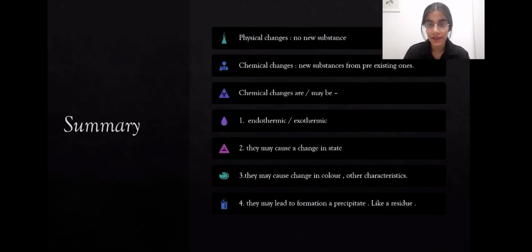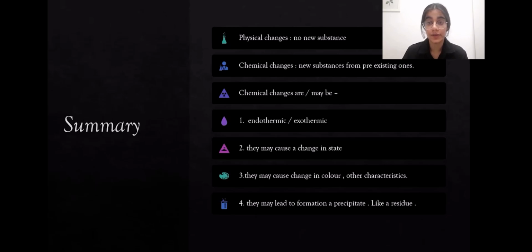What are physical changes? Physical changes are changes in which no new substance is formed. Such changes are reversible. You can get back the original substance if you reverse the conditions. Chemical changes are changes in which new substances are formed, maybe from pre-existing ones. Chemical changes are irreversible changes, for example, burning of magnesium ribbon.